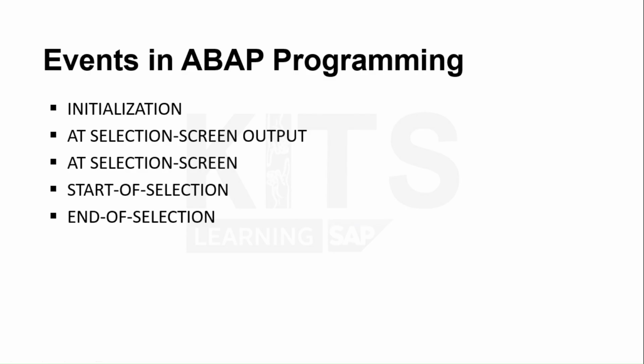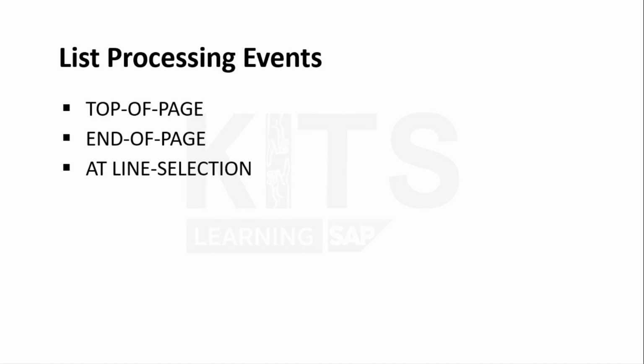Hello everyone. In our previous session, we learned how ABAP report events like initialization, at selection screen output, at selection screen, start of selection and end of selection control the overall execution flow of a report. Today, we are taking things to the next level. In this session, we will be focusing on list processing events, which make our reports interactive.